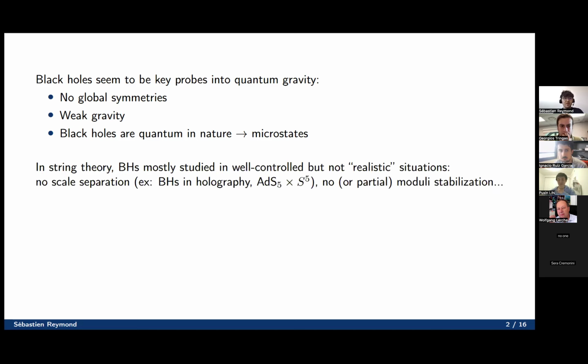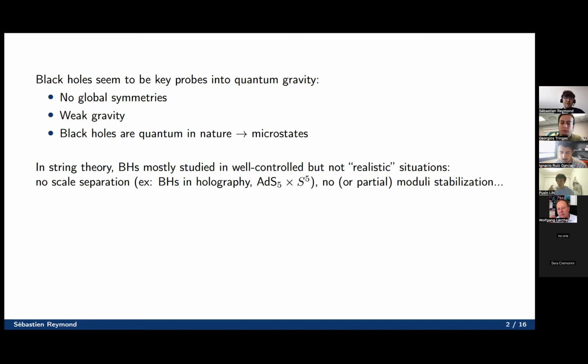Now, specifically in the context of string theory, black holes have been mostly studied in well-controlled, but not, I would say, realistic situations. So for example, in the context of holography, take the canonical example of AdS5 x S5. Black holes have been studied in this context a lot in very interesting works, but it's clear that the S5 size is comparable to the AdS5. So you have a 10-dimensional theory, not really a 5-dimensional one. And in our universe, it seems that there are 4 large dimensions and not more. And so for a more realistic construction, we would like to have scale separation.